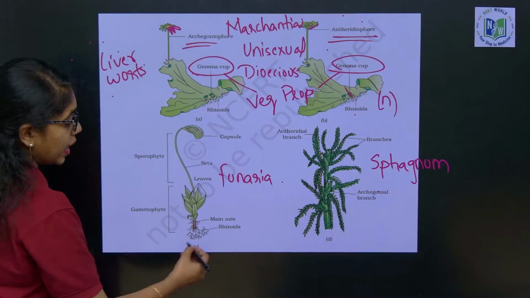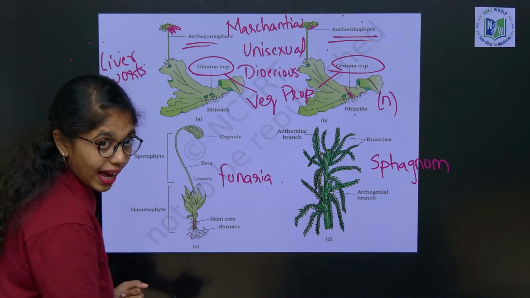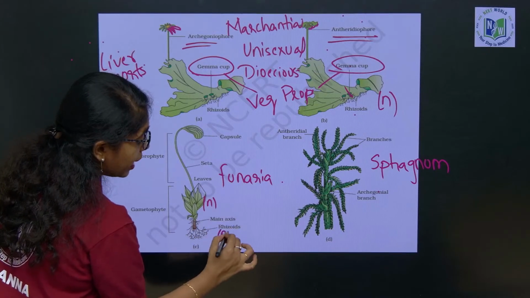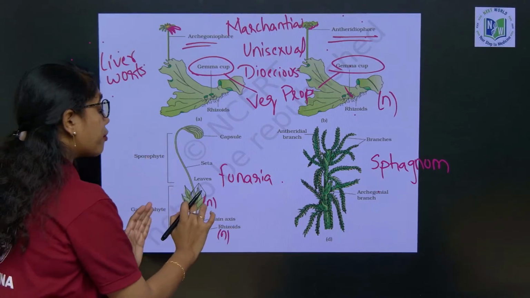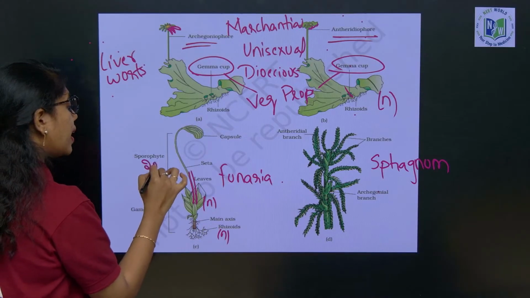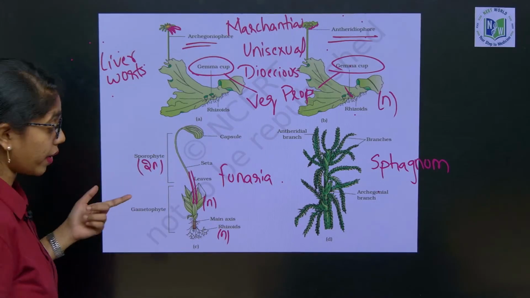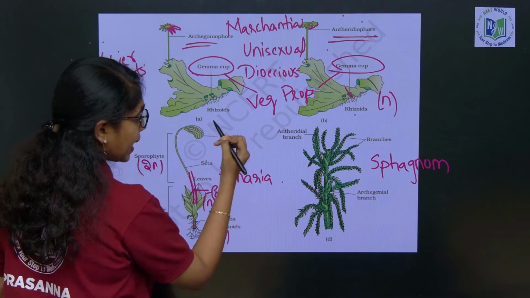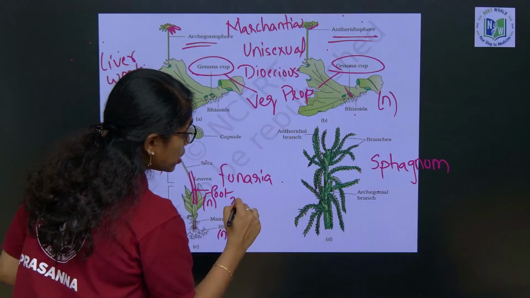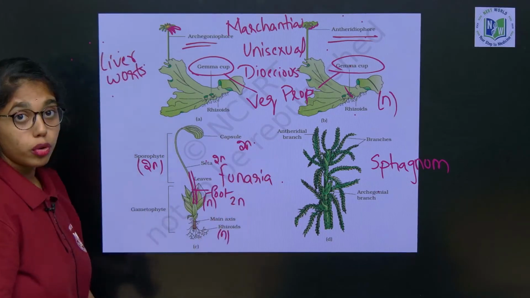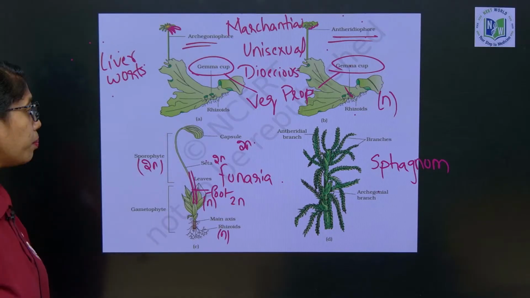Funaria, if you see, you can observe multicellular rhizoids and leaf axis, which is the haploid gametophyte, and from this the diploid sporophyte will emerge out. The diploid sporophyte will include foot, seta and capsule. Foot, seta and capsule are diploid.